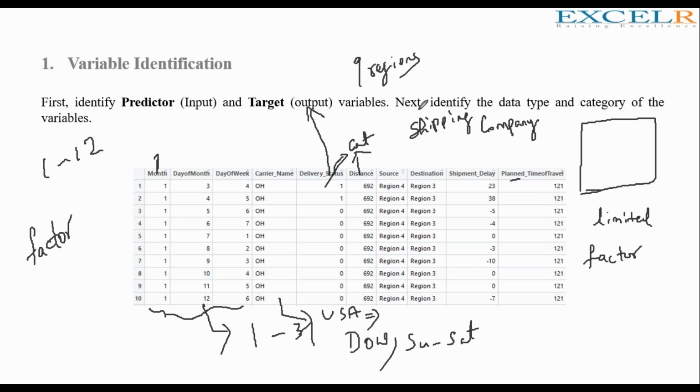So it can take, again, yes, it is categorical. Is it not a factor variable? If there are 9 regions, it means that the source and destination can take values only from these 9 regions of United States. Yes, friends?